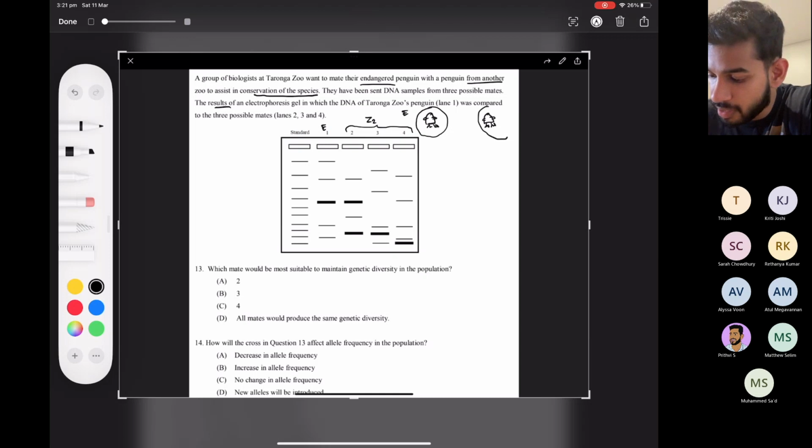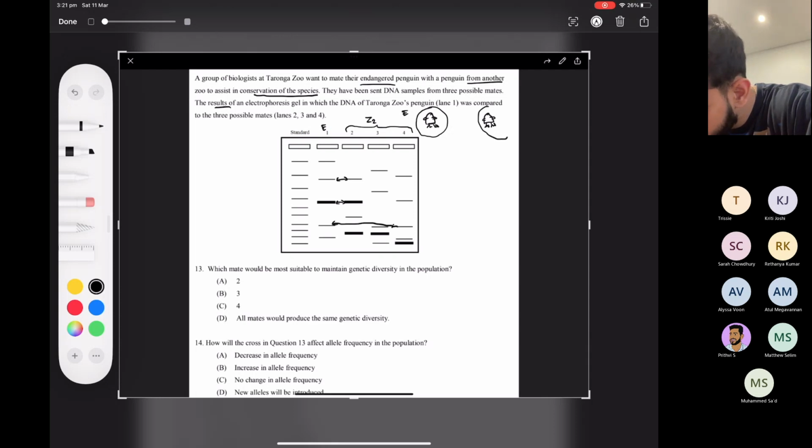Oh, I'd say 2 has almost every band lining up with organism 1. Right? It's got 2 bands lining up with organism 1. So actually quite genetically similar. And I'd say a similar answer for organism 4 and 1. Both got 2 bands lining up as well.